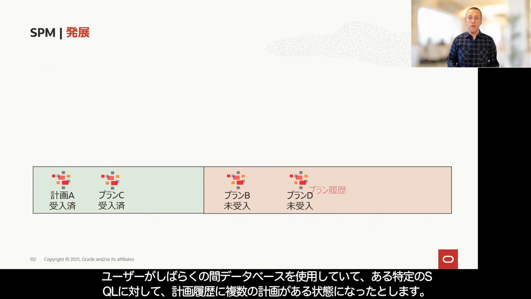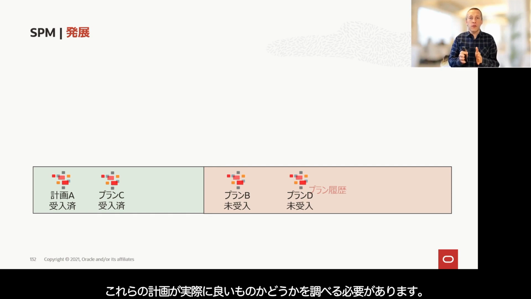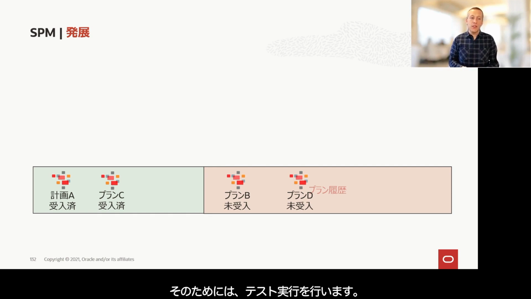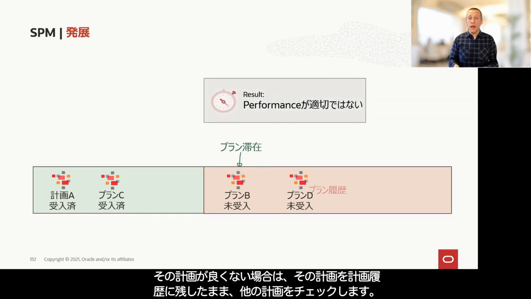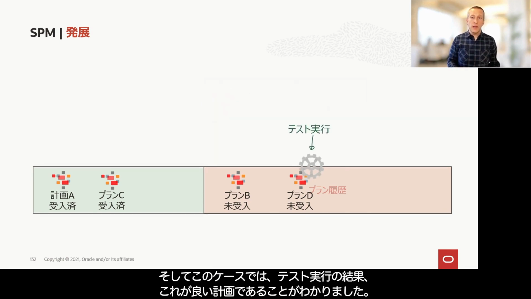Imagine our users have been using the database for a while, and for one specific SQL, we now have multiple plans in the plan history. We need to find out whether those plans are actually good or not. And we do that by doing a test execution. So for each of the plans in the plan history, it'll do a test execution. And if it finds out that the plan is not good, it'll keep it in the plan history and check the other plan. And in this case, the test execution actually finds out that this is a good plan.